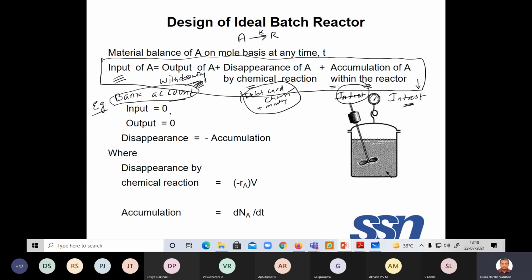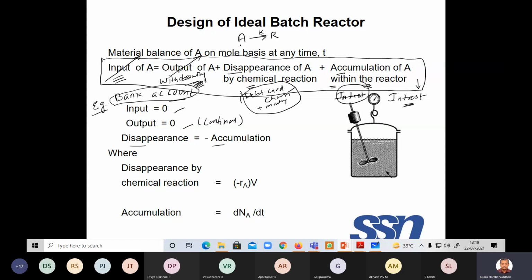So here in a batch reactor, input is 0 because there is no continuous input. Only at the start you put the input, and at the end you take the output out. But with time, there is no continuous input and no continuous output. So input of A is 0, and output of A is 0. You are left with the two terms, disappearance and accumulation. So disappearance is equal to accumulation.